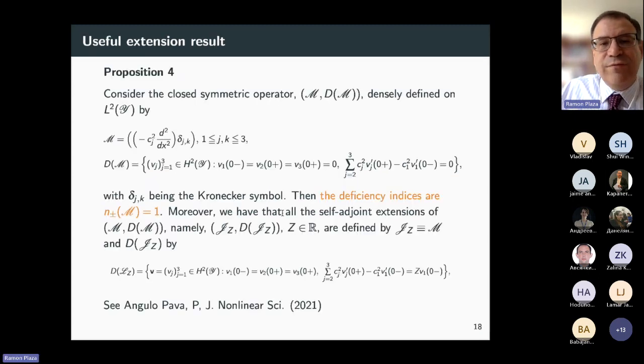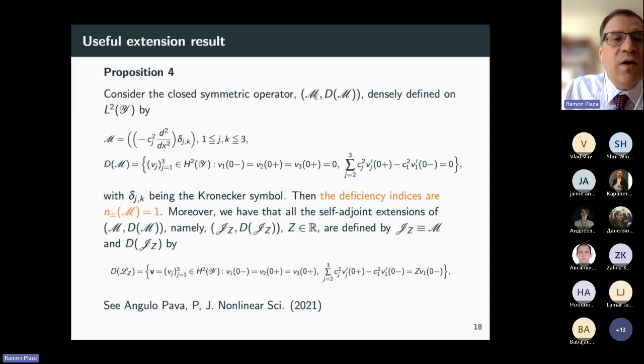Finally, proposition number 4 is a combination of the previous ones in order to characterize the self-adjoint extensions of a Schrodinger type operator posed on a graph. I have to make a comment here: this is the particular case of delta boundary conditions. There is a similar result for delta prime boundary conditions, which I do not include here, but this is only for delta boundary conditions. And it goes as follows.